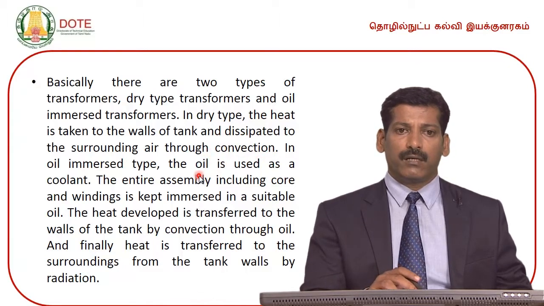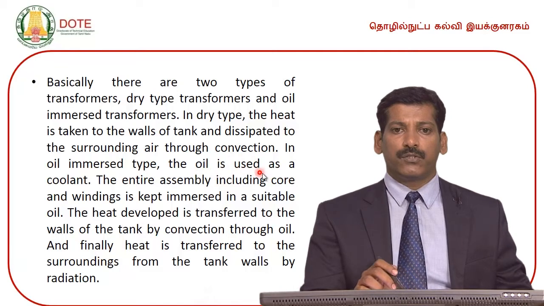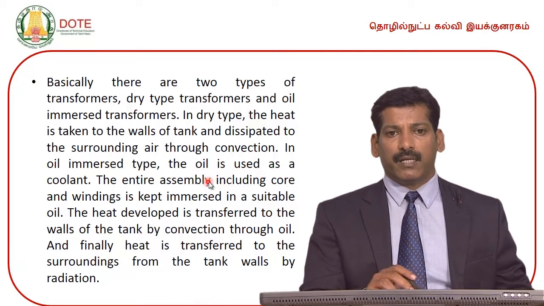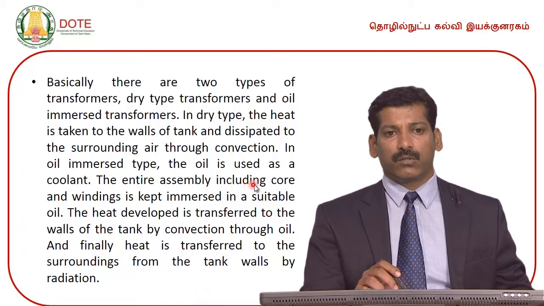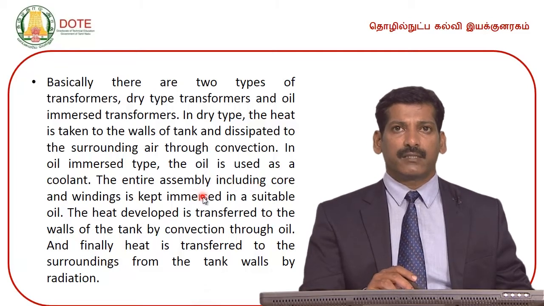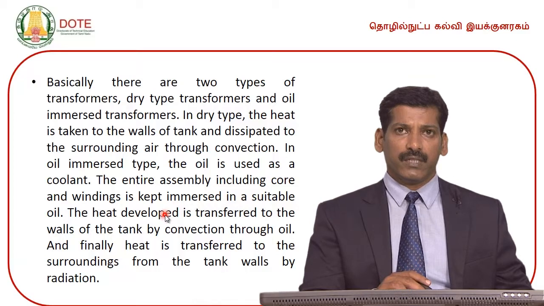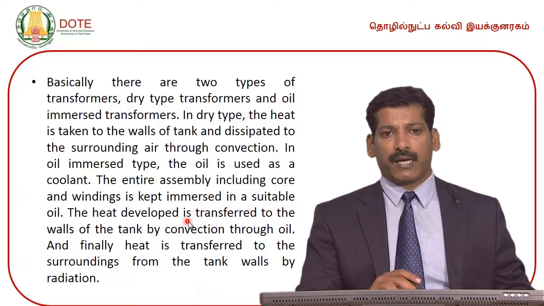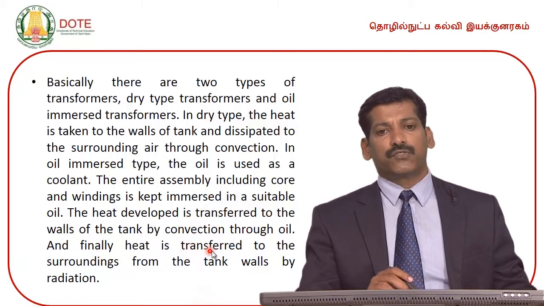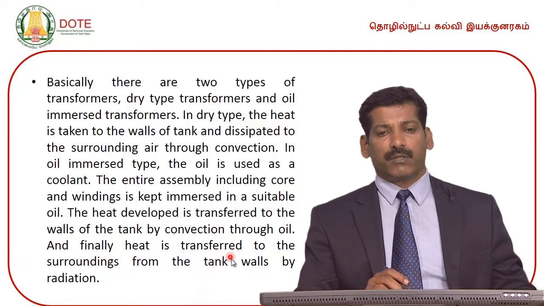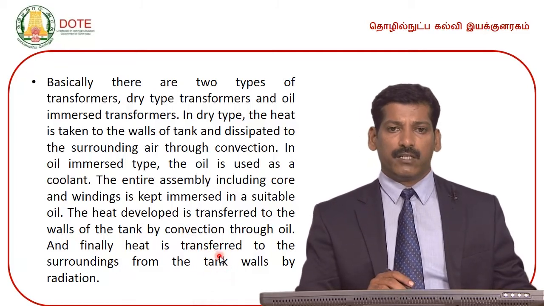In oil immersed type, the oil is used as a coolant. The entire assembly, including the core and the windings, is kept immersed in a suitable oil. The heat developed is transferred to the walls of the tank by convection through oil, and finally the heat is transferred to the surroundings from the tank walls by radiation.